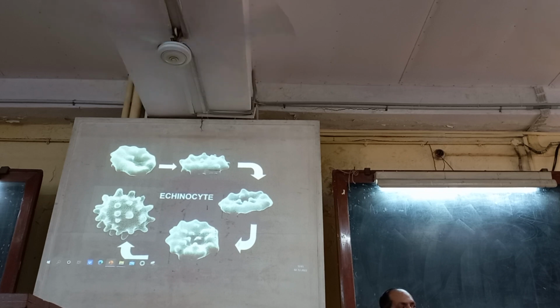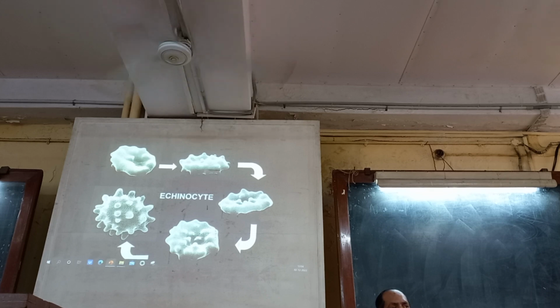So the spines are not randomly placed on the RBCs, they are placed at precise points. No matter how many times you do echinocyte, discocyte, echinocyte, discocyte, the spines appear at exactly the same points. Why does it appear there? Nobody knows. But that is what is found.